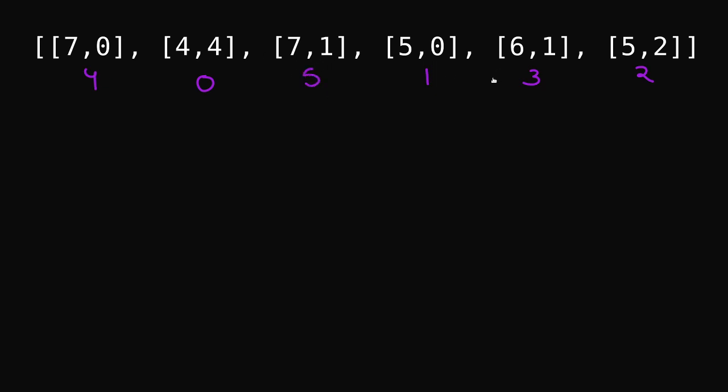Whenever you have a tie, something like this, 5 comma 0 and 5 comma 2, where both persons' heights are equal, then you consider the second element. Since 0 is smaller than 2, this is what we will put first in the sorted array. Same is the case here as well. Since 7 comma 0 is a smaller tuple than 7 comma 1, this will go first in the sorted order.